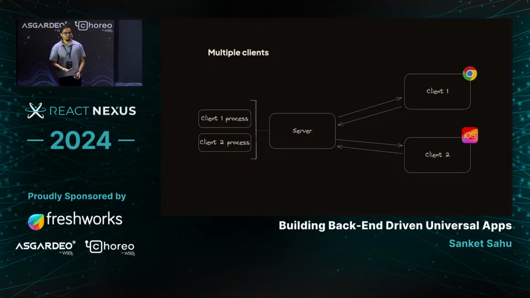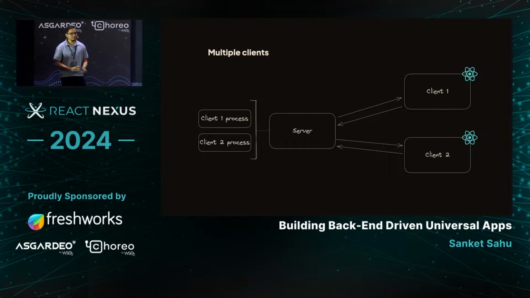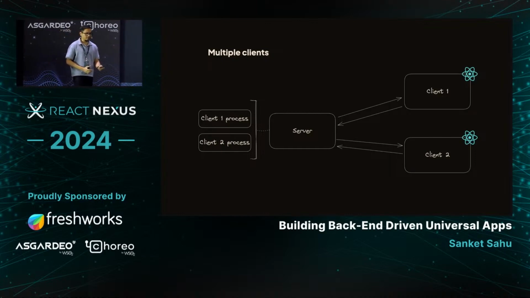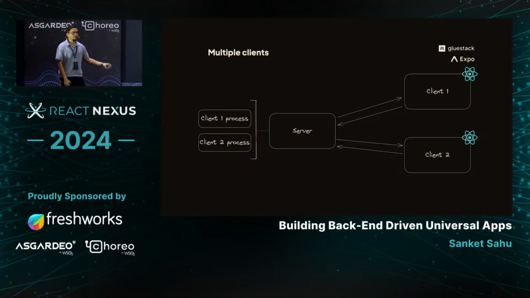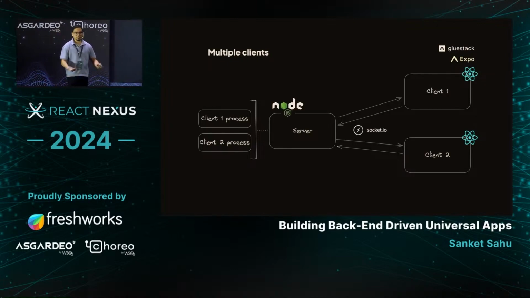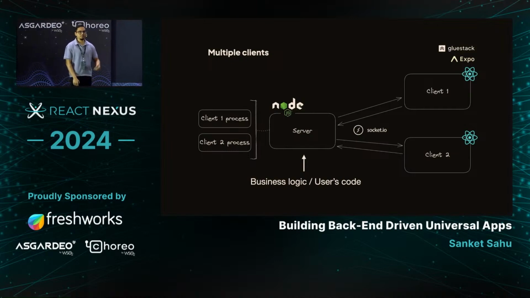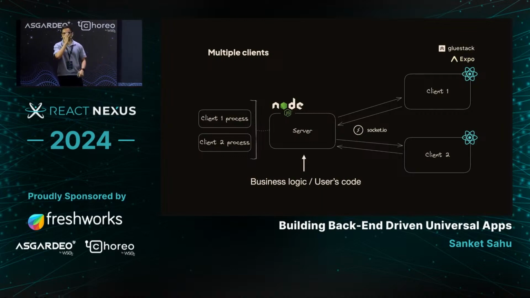And here the clients can be Chrome, iOS, or Android. Ultimately, it's React and React Native. The stack that I used here with React is definitely React Native, and I used Expo to build all those web and mobile apps. On top of that, I used the UI component library GlueStack UI, which we built. And on the server, it's Node.js. The socket connection is Socket.io, and the entire business logic of the app resides on the server, and there's nothing on the front end. Everything is just empty.